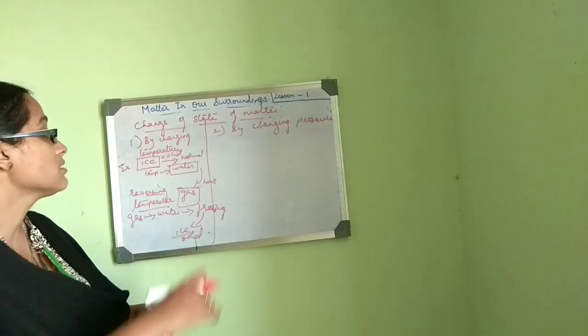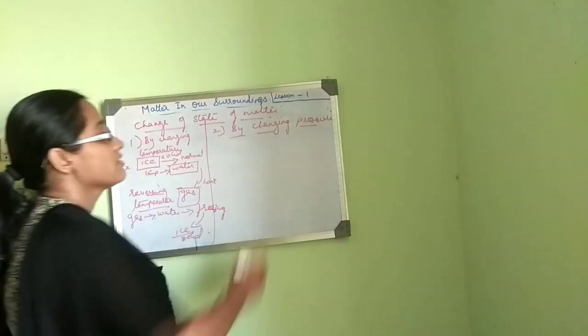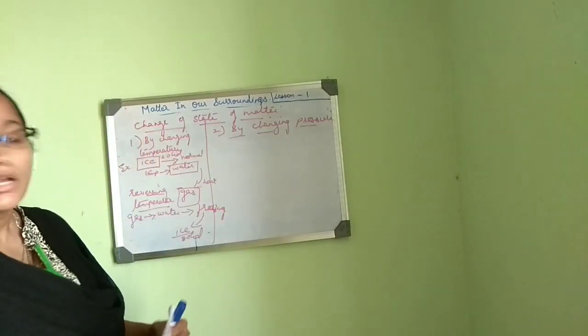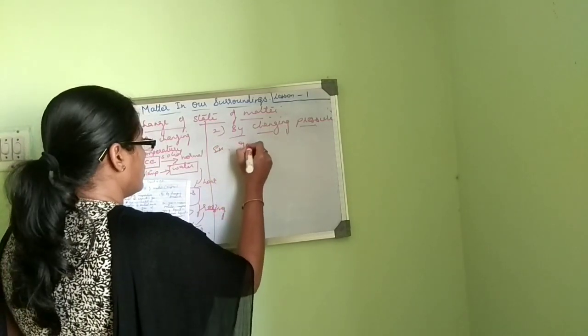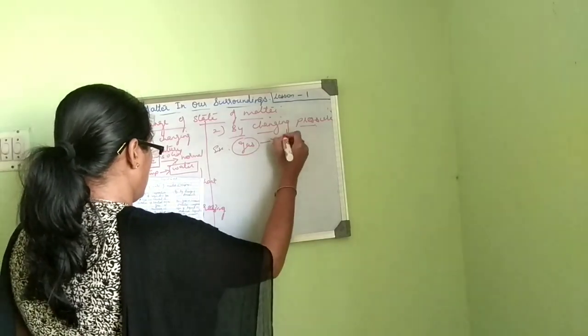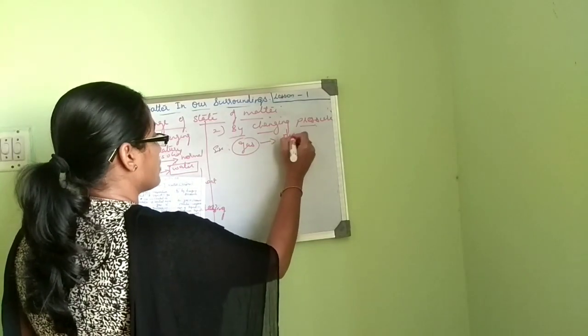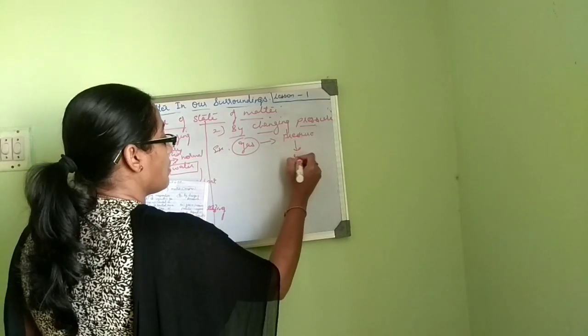So now we will see the second form of change of state of matter, by changing the pressure. So for example, we'll take an example of a gas. So pressure is given to the gas and it gets compressed.